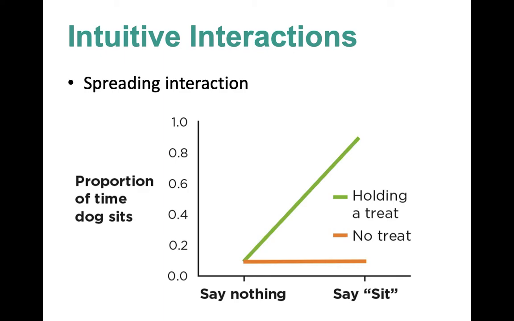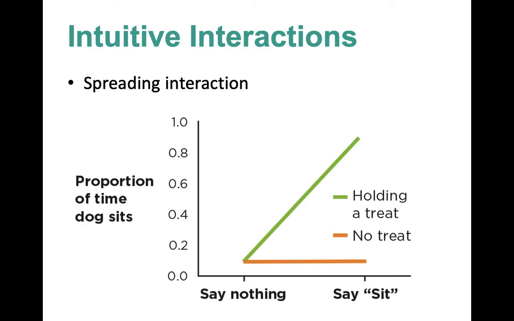Here's another type of interaction. This is known as a spreading interaction. Take a look at the graph. The name kind of implies the shape or the form of the graph. In this very simple and intuitive example, the pattern here could be described with the phrase "only when." My dog sits when I say sit, but only when I'm holding a treat.